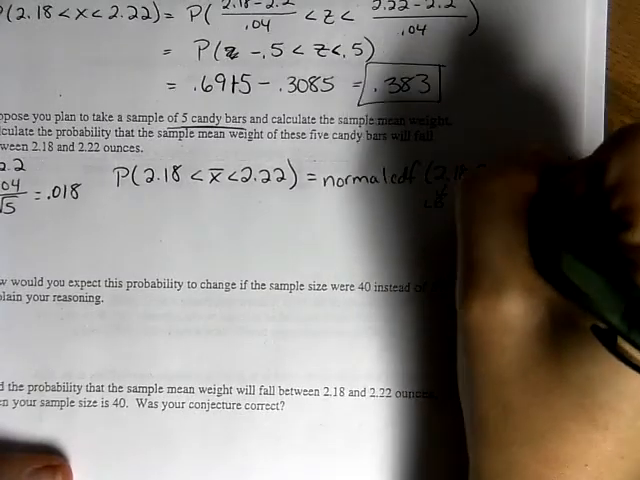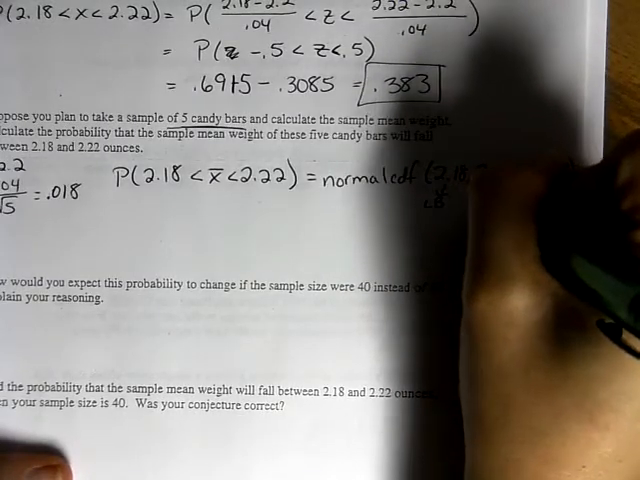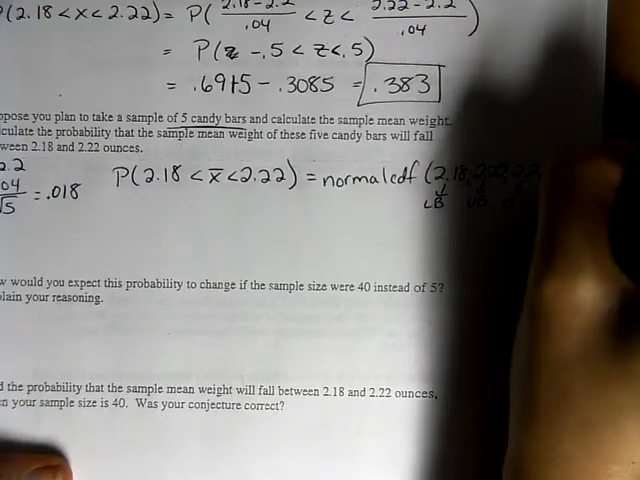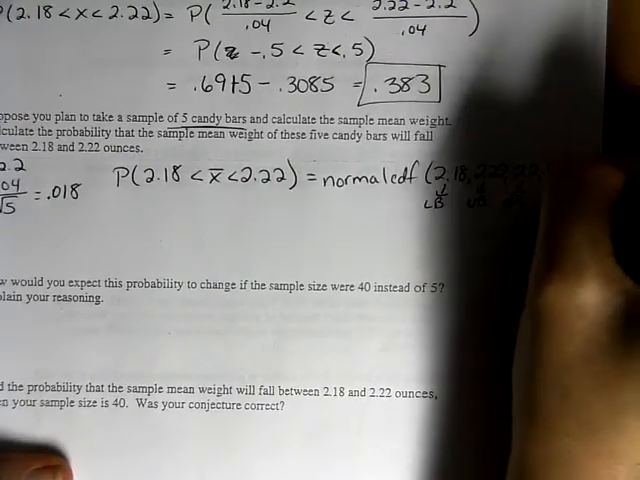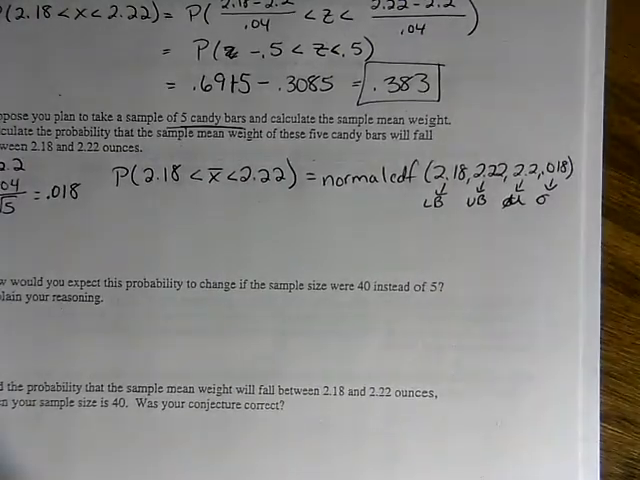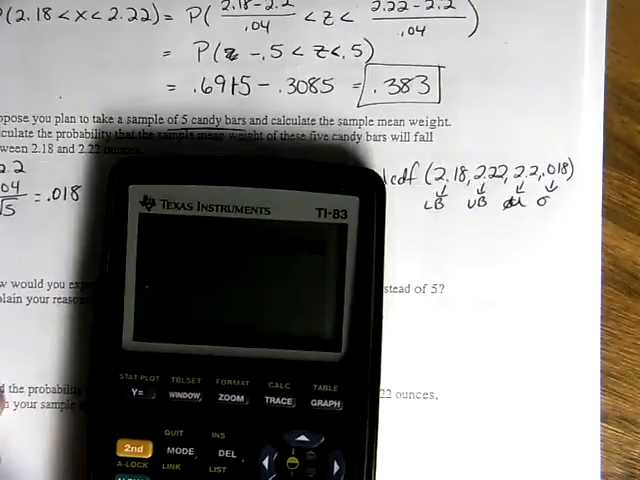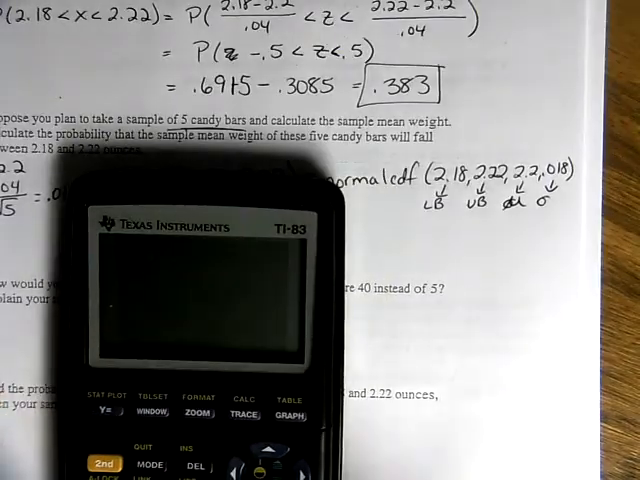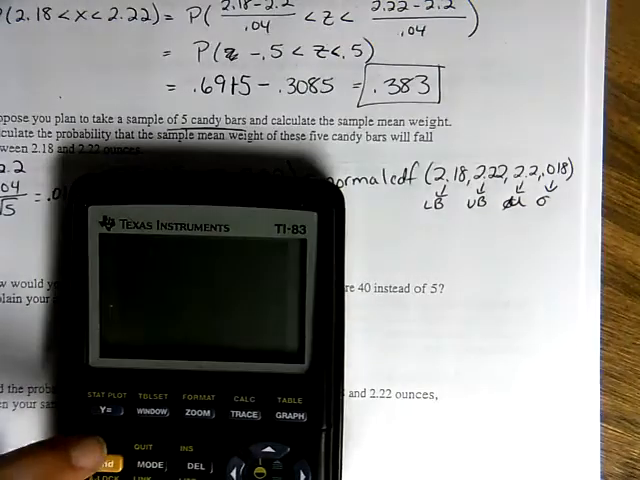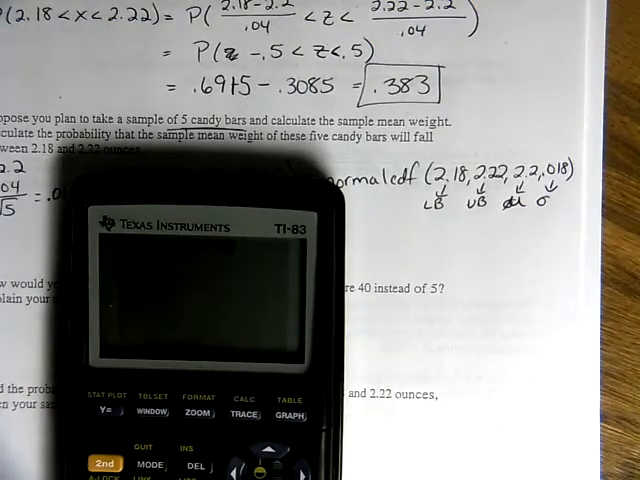Again, this is lower bound, upper bound, mean, standard deviation. I have an 83, but when you get an 84 or a newer one, the prompts will come up. So, second distribution: 2.18, 2.22, 2.2, 0.018. So now my probability is 0.7335.